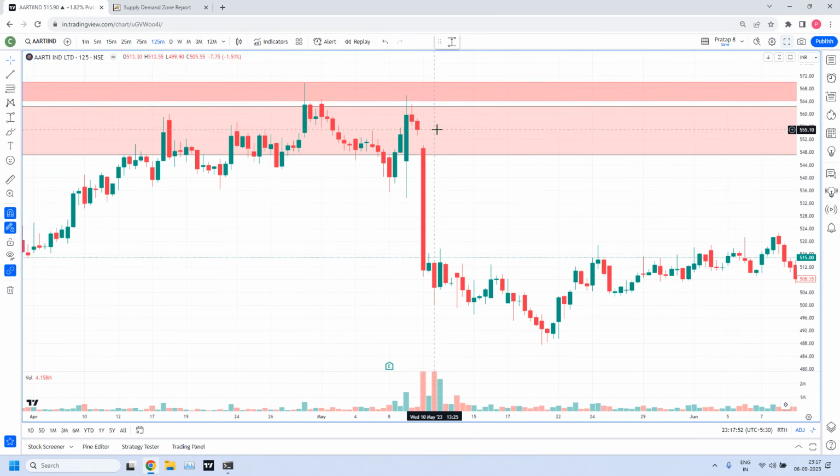And once again here, it went deep into the 125-minute zone. And here there could be so many institutional pending orders which pushed the price down. And once again, it went into the trap. Institutions might have placed some more new orders here. That's why it didn't go deep into the zone. Again, it pushed the prices down.